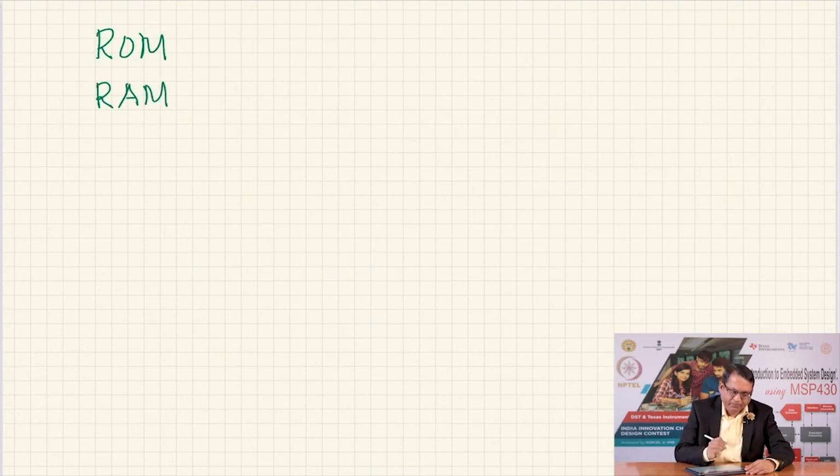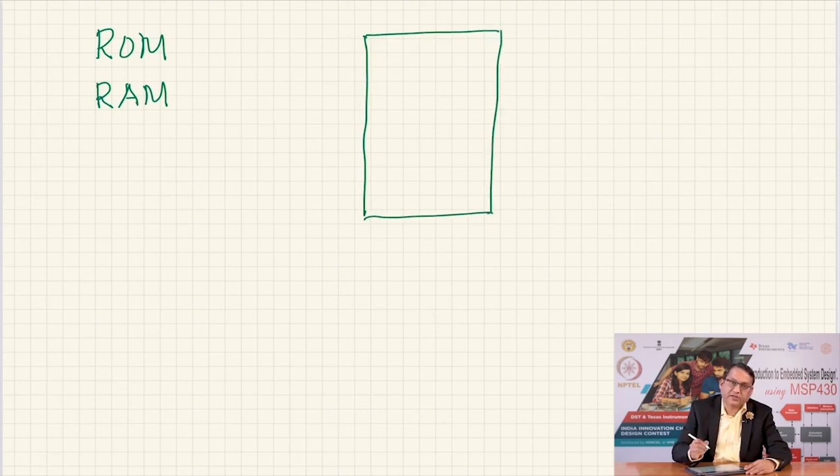So, broadly we need 2 types of memories. One is the ROM and the other is RAM. A ROM device would have, of course, all electronic devices need a power supply pin, that goes without saying. So, it requires a VCC and a ground, and right now we are considering the ROM.